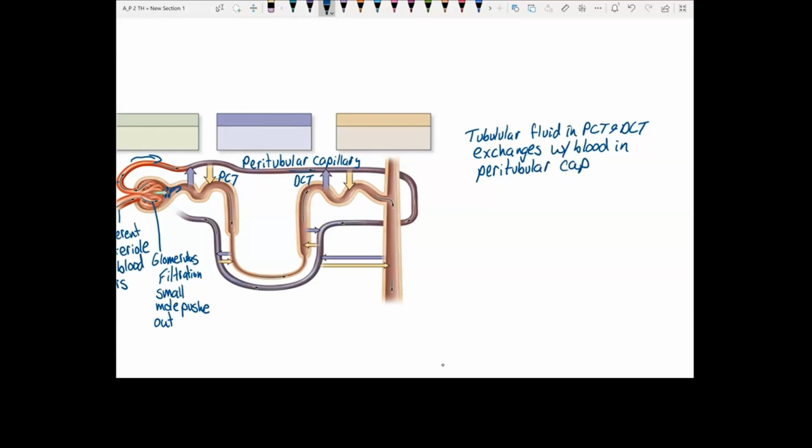Okay, then follow the blood. So here's your blood flow like this, like this. Your blood comes around like this, and then the blood goes to exchange with the loop. This part of the blood vessel down here is called the vasa recta. So the blood in the vasa recta exchanges with the fluid in the loop.